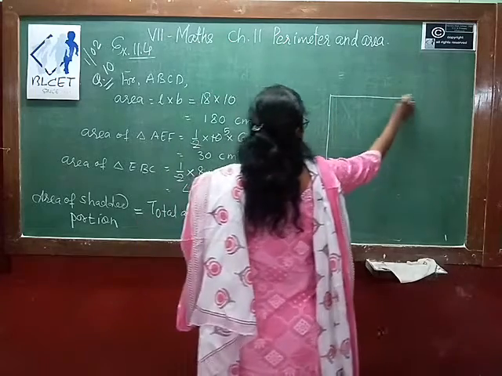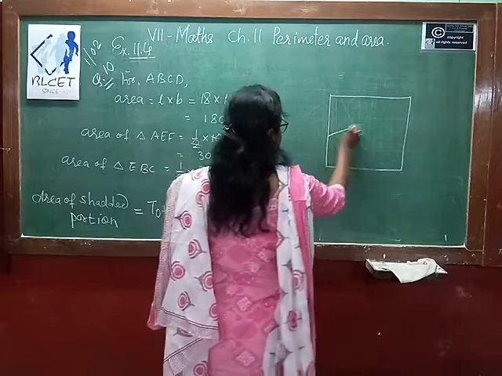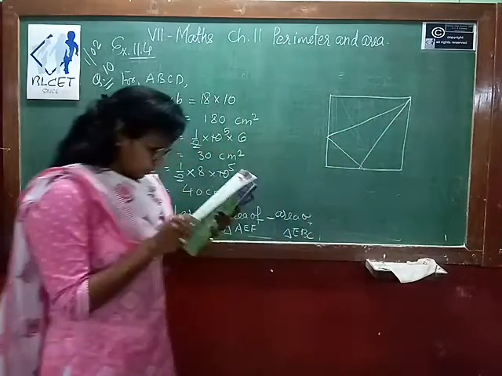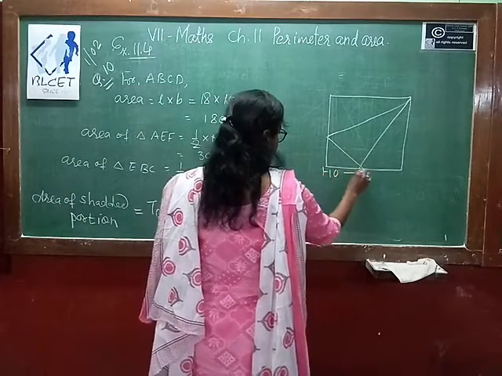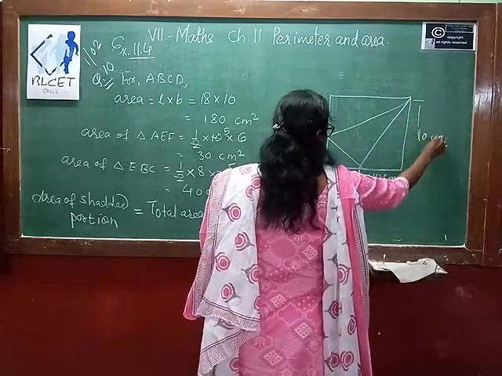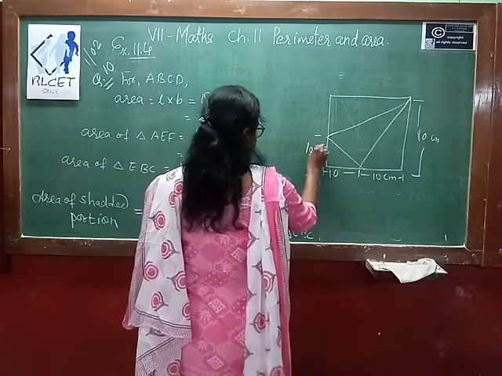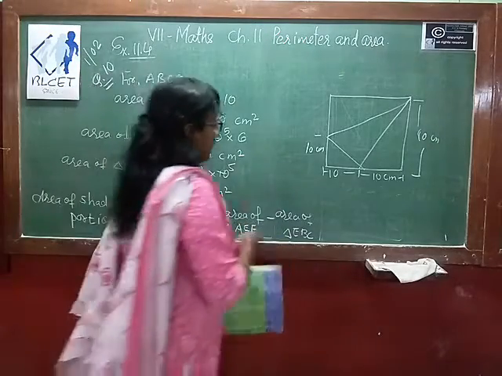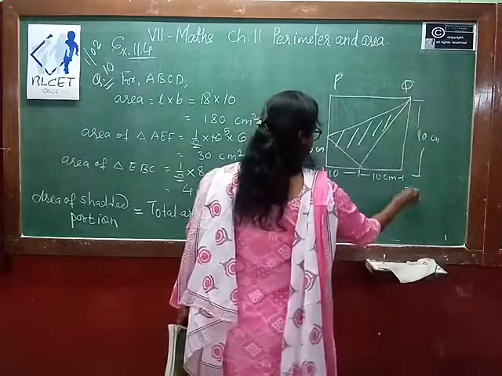So what is given? A square is given, and this is the portion that you have to find the area of. This is 10 centimeter, given here to here. This is also 10 centimeter. The whole side is 10 centimeter. And this is also 10 centimeter. Now, you have to find the area of this shaded portion. This is your C, Q, R, A.